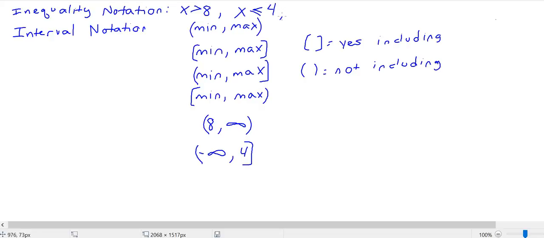Let's look at another example. Let's say we have x is greater than 3 and x is less than or equal to 14. So what we're saying here is x is between 3 and 14. It's including 14. So x could be 4, 5, 6, 7, 8, 9, 10, 11, 12, 13, 14. What's our minimum value? 3. What's our maximum value? 14. We are not including the 3, and we are including the 14.